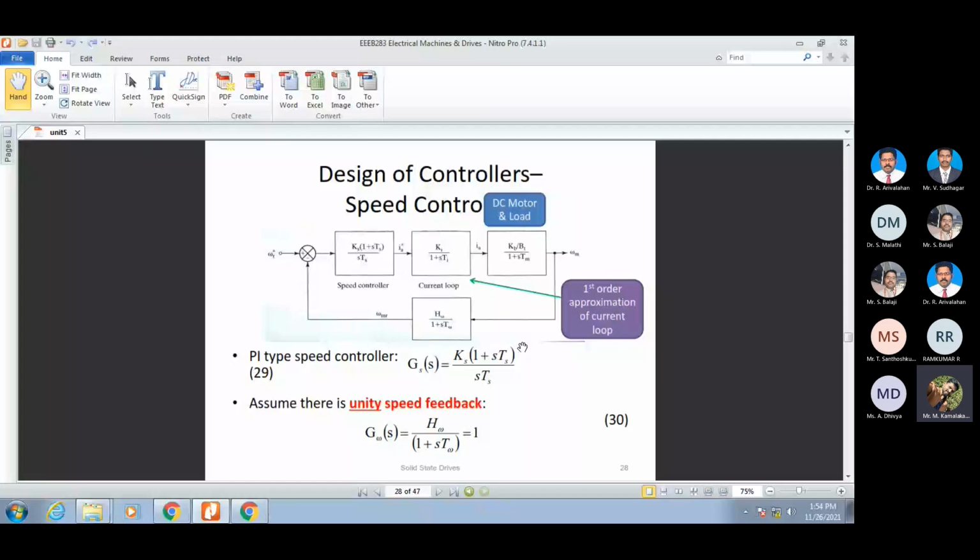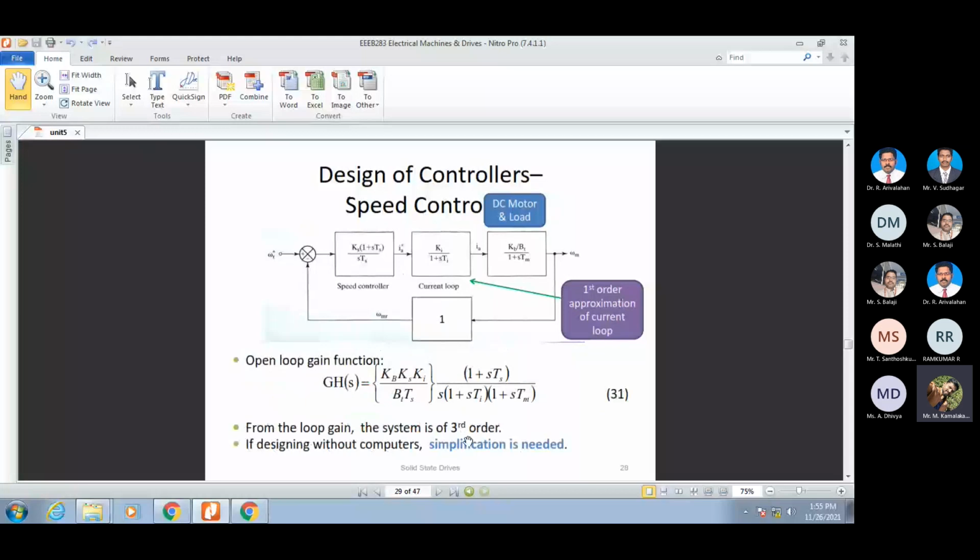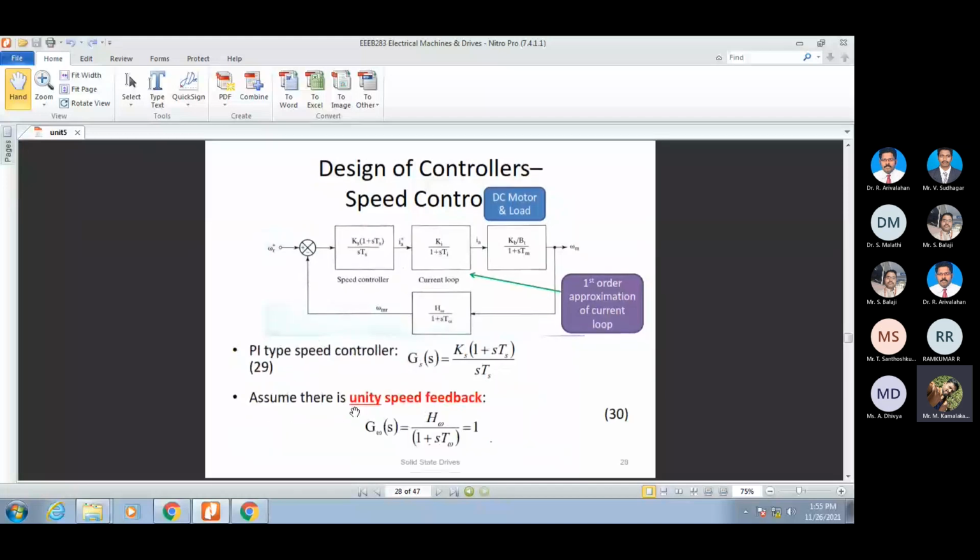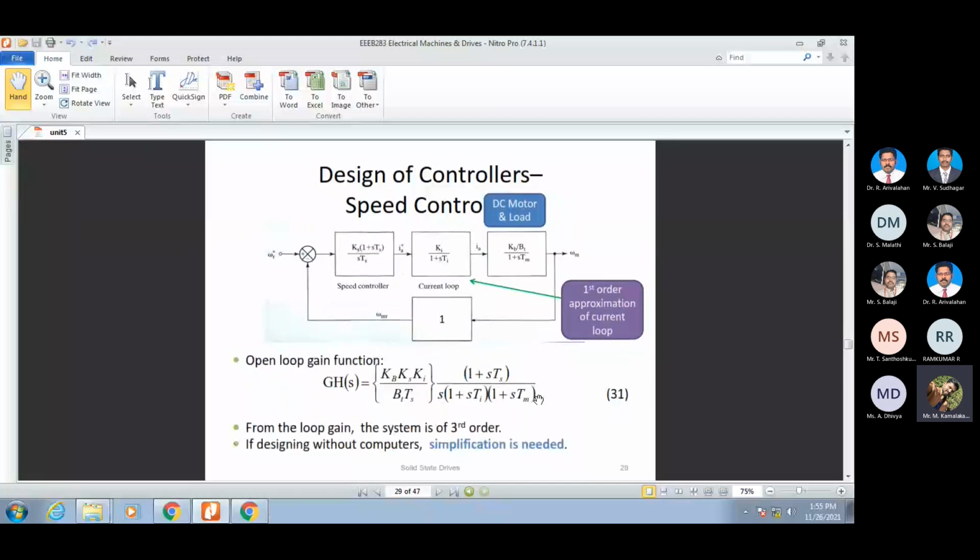Everything is here, and now we are trying to estimate the gain of the speed control block. For designing such a speed controller block, what is going to be the gain ks of that block? We are trying to compute it. The PI type speed controller will have the transfer function g of s equal to ks into 1 plus s into ts divided by s into ts. Now after this first order approximation, we assume a unity feedback system. So here we have mentioned it: assume there is a unity feedback system.